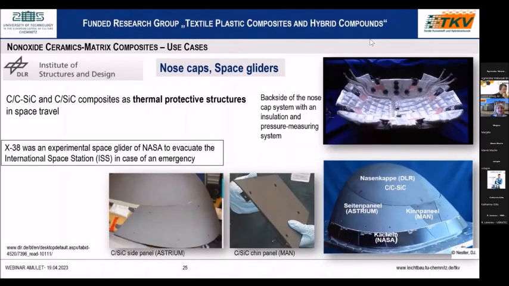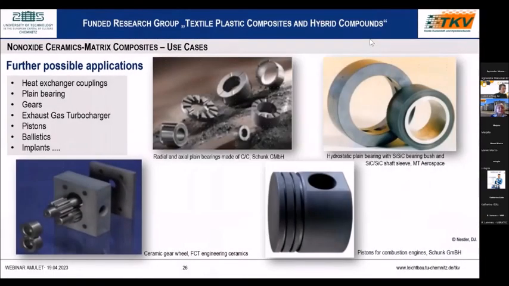Black ceramic composites are also used as thermal protective structures in space travel. Here are some examples such as nose caps or space gliders. Further possible applications are heat exchangers, couplings, plain bearings, gears, exhaust gas turbochargers, pistons, also ballistic applications, or in medicine as implants.